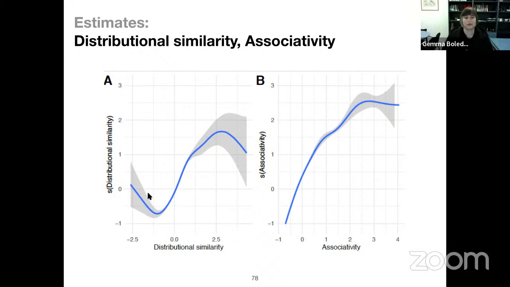So we are not doing anything wrong here by choosing that one. But what we see is that if we check only distributional similarity, you do get, with a lot of uncertainty, this curve. And if we check associativity, we get a change in regime, but we don't really get a dip. So there's maybe something going on here that I would like to explore a bit more. What's the difference between these two measures that gives us these different patterns?